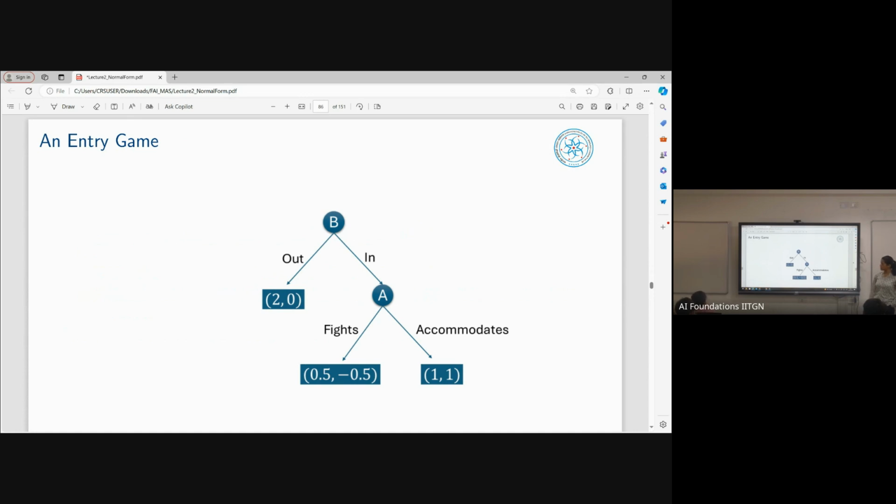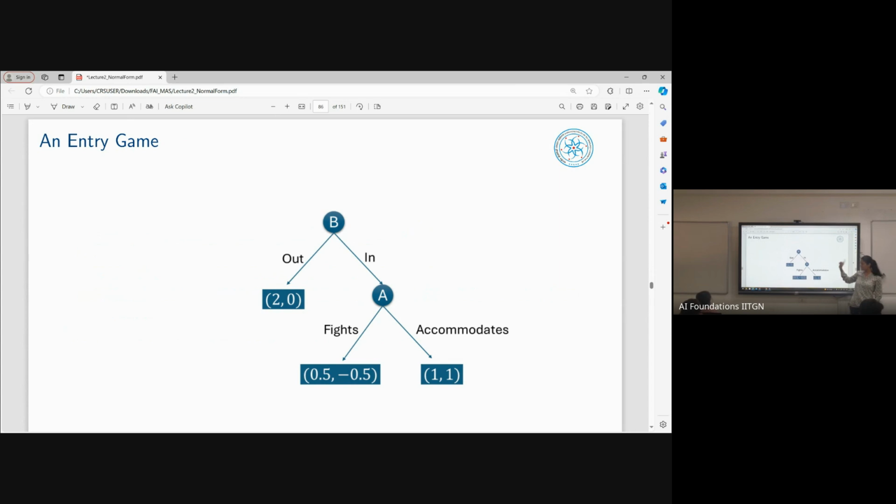So what are the actions here? How many actions does B have? 2. And how many actions does A have? 2. And how many strategies does B have? Okay, so we will really understand what strategies are here. Strategies must always lead to a particular outcome, and you have only 3 outcomes in this case. So either B is out, or B is in and A fights, or B is in and A accommodates. These are the 3 strategy profiles that you have.